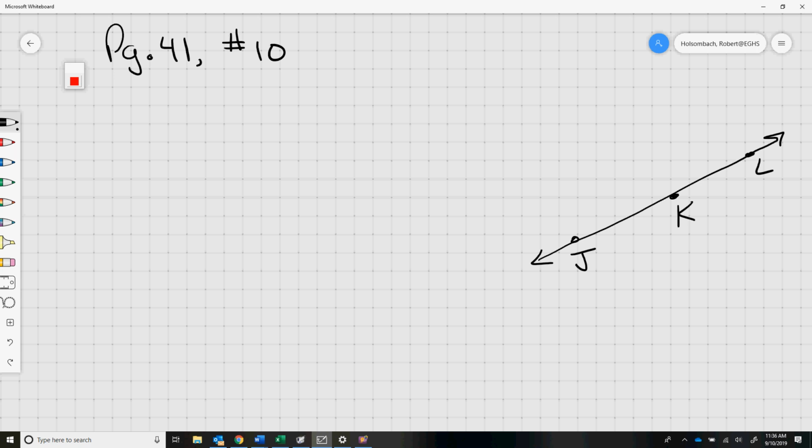Coming out of K, you got KN again, and you got KM. Same things are true. KN bisects LKM, so these angles are congruent. This one is congruent to this one. NKL is 7x minus 9. JKM is x plus 3. Find the measure of JKN, the measure of angle JKN.